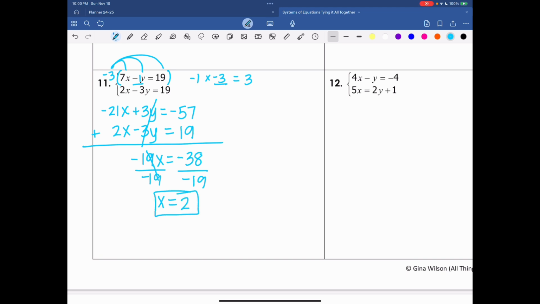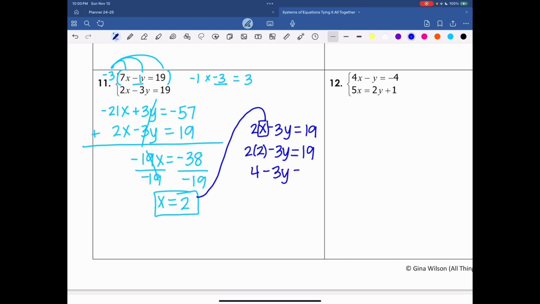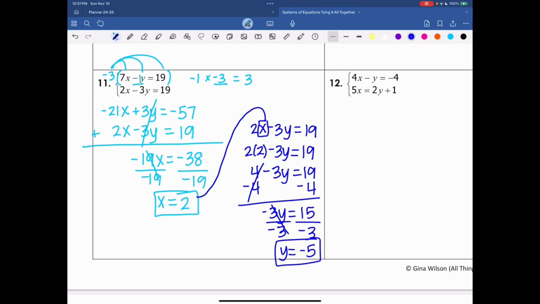Now that I know that x equals 2, I want to find the value of y. I'm going to use the bottom equation, 2x minus 3y equals 19, to find the value of y. Again, remember, anytime I see an x value, I'm substituting it in with 2. 2 times 2 is 4. Subtracting 4 from both sides, I end up with negative 3y equals 15, dividing both sides by negative 3. 15 divided by negative 3, I end up with y equals negative 5.